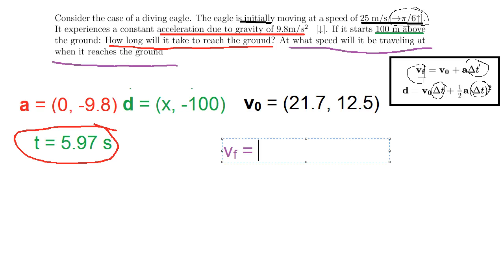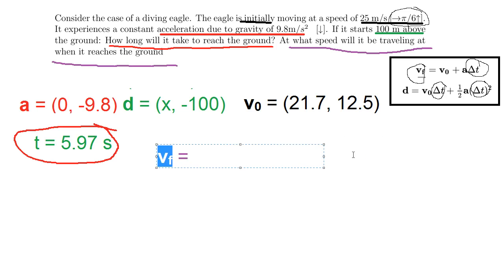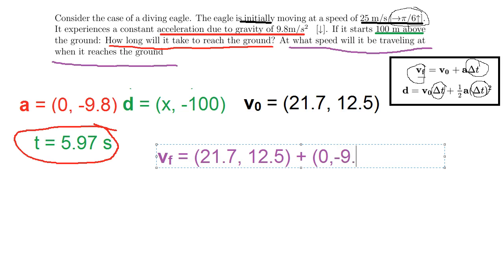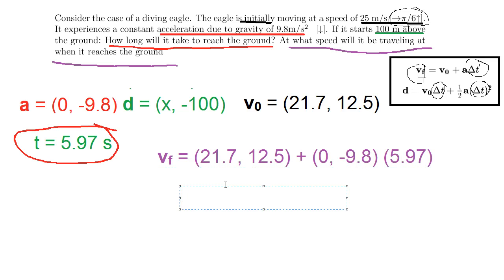Now, for this final velocity, which our goal here is to find, we actually have all the vector quantities and all the time quantities that we need to do this. We can start off with our initial velocity, which is 21.7, 12.5, and so to the right and upwards. And to this we can add the acceleration, which we have. And we now know that the change in time that we need is 5.97 seconds.